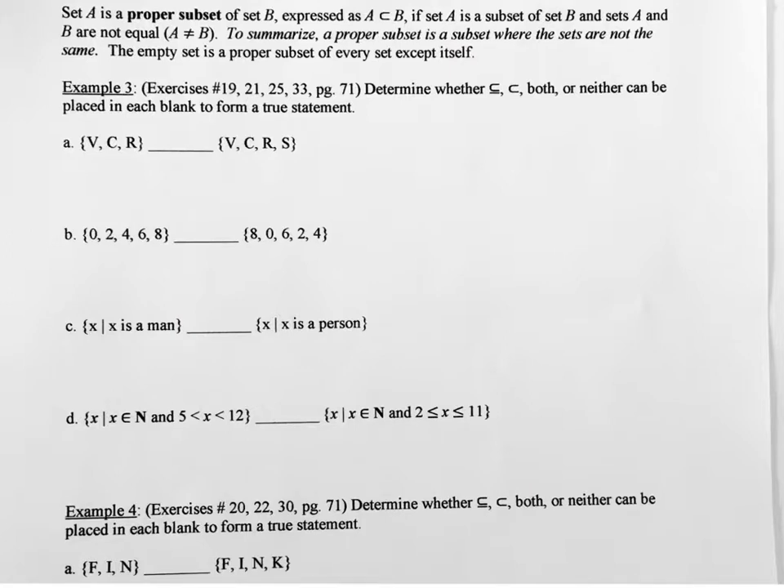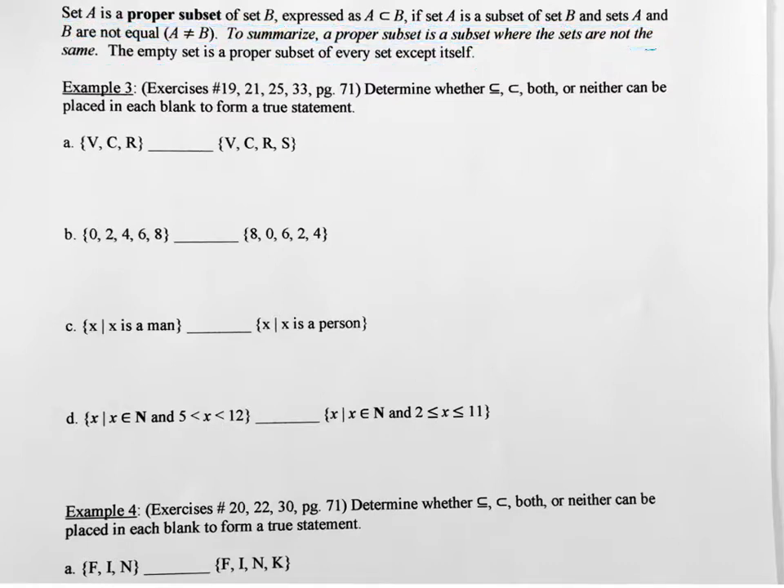So we're going to up the ante a little bit more here. Some subsets you can take a step further, and they're what's called a proper subset. So we would say that set A is a proper subset of set B, expressed as A is a proper subset of B, if set A is a subset of set B, and on top of that, sets A and B are not equal. To summarize, a proper subset is a subset where the sets are not the same. Please note the empty set is a proper subset of every set except itself.